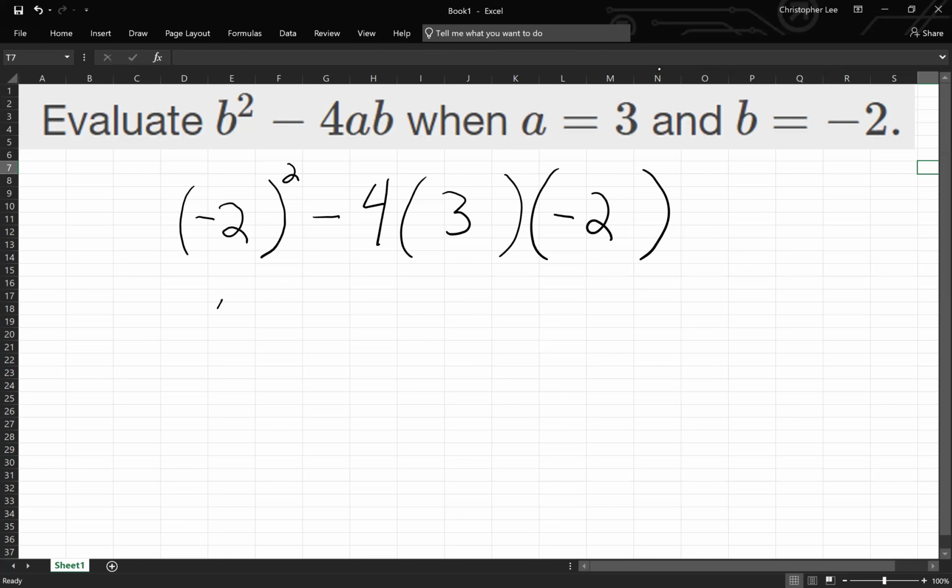-2 squared, we know is what? 4. -4 times 3, what's that? -12. And then -12 times -2, and negative times negative is a positive. And then 12 times 2 is 24. And after that, you just add 4 plus 24, call that 28.